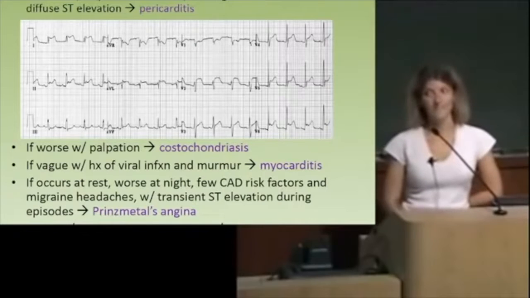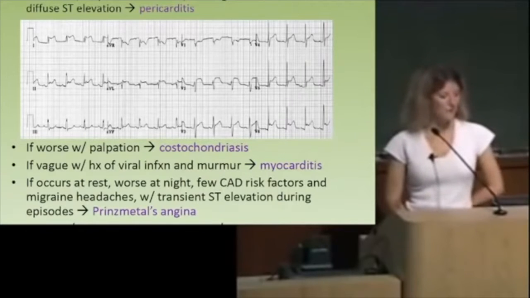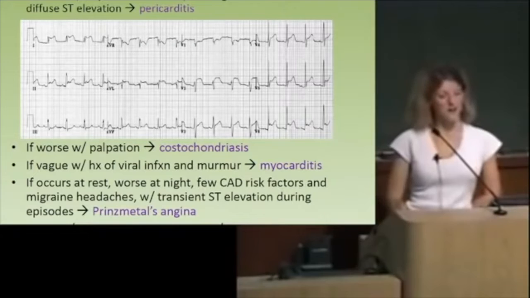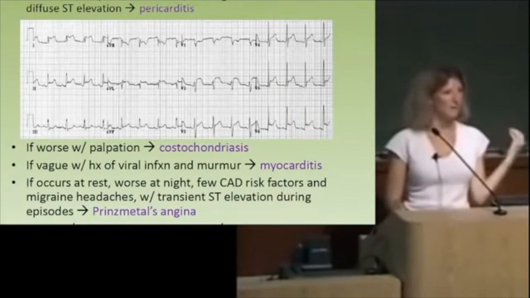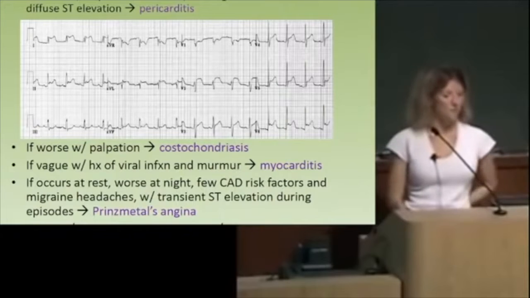NSAIDs, right? We just said that. So, okay, some other causes of chest pain. If they tell you the pain is reproducible with palpation, think costochondritis. If it's kind of vague chest pain and they had a viral infection a few weeks or a few months ago and they have a new murmur, myocarditis might be on the differential.